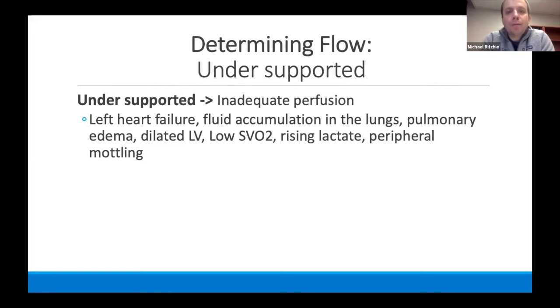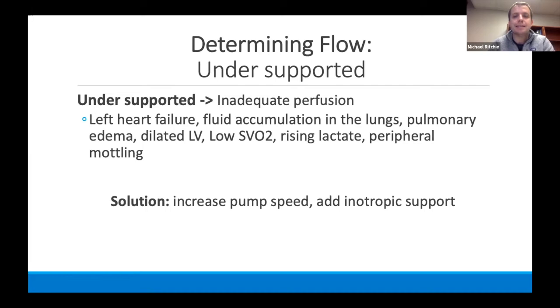How you determine the flow also depends on what the patient does. So you may set it and they could still be under supported. And if they're under supported, you're going to see inadequate perfusion. You're going to see signs of just left heart failure, pulmonary edema, dilated LV, low mixed venous, high lactate. If that's the case, then you probably just need to increase the pump speed. If for some reason you can't increase the pump speed, then you would need to add inotropic support.